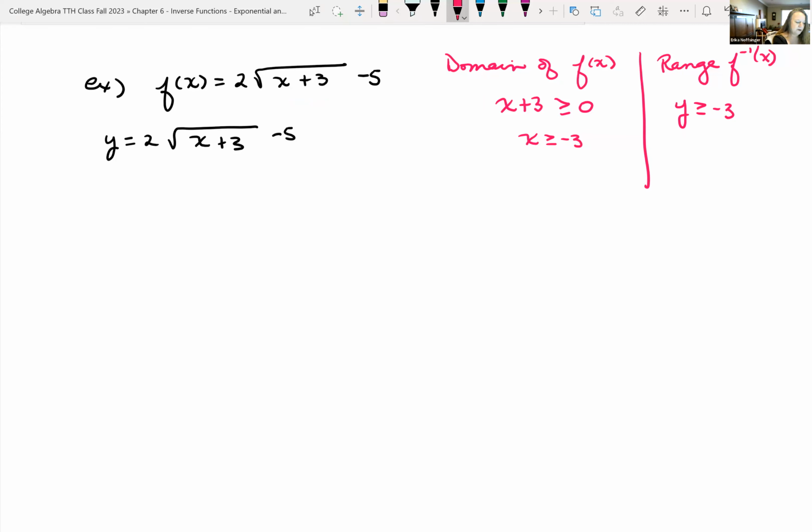Let's rewrite this as x is equal to, interchanging our x and y values, 2 times square root of y plus 3, minus 5. We want to solve for y, so let's add 5 to both sides. So we have x plus 5 equals 2 square root of y plus 3. I can divide both sides by 2, but I see I get a fraction. I want to get rid of that square root, so we could just square both sides.